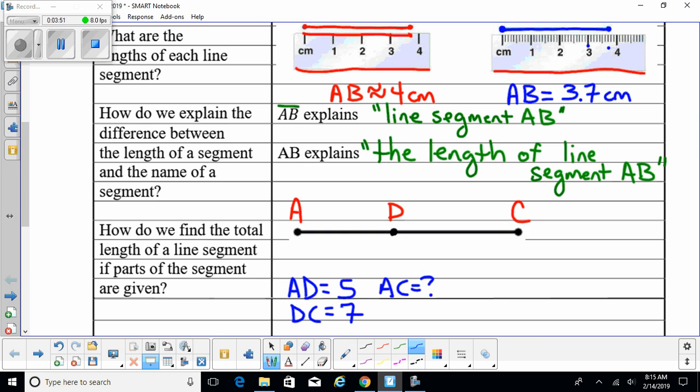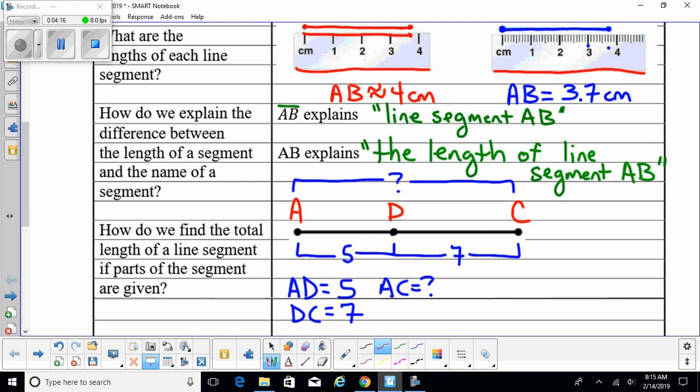So how can we play this? The AD is 5. I'm going to show that here. I'm going to say, all right, from A to D is 5 units. I don't know what the units are. We're just going to leave it as 5. DC, meaning from point D to point C, is worth 7. So I'm going to show that with some brackets. And they want the whole thing. And maybe we show that on one large bracket and we put a little question mark there.